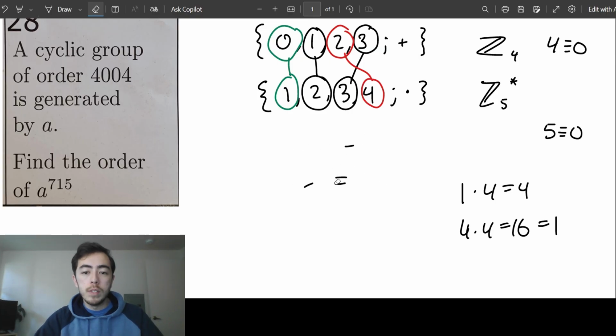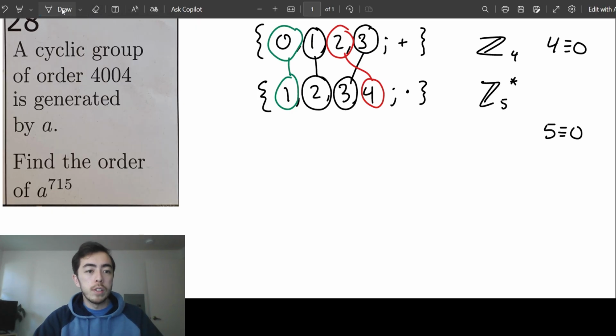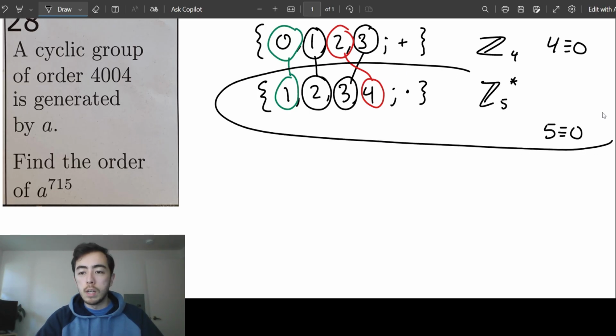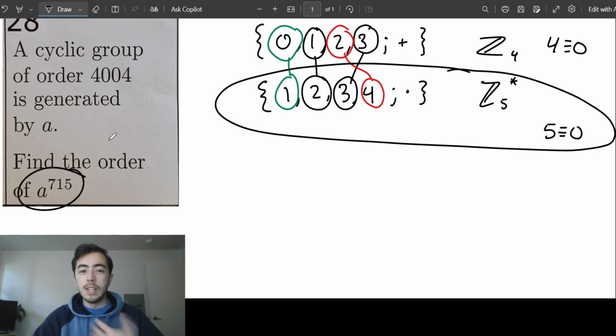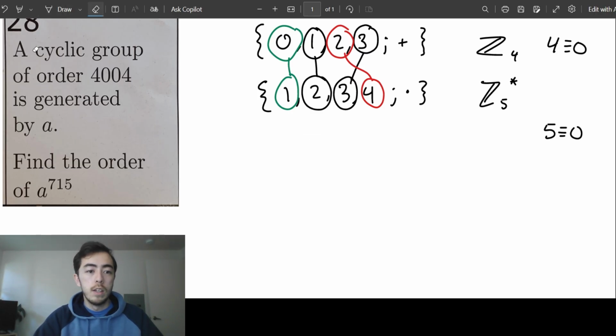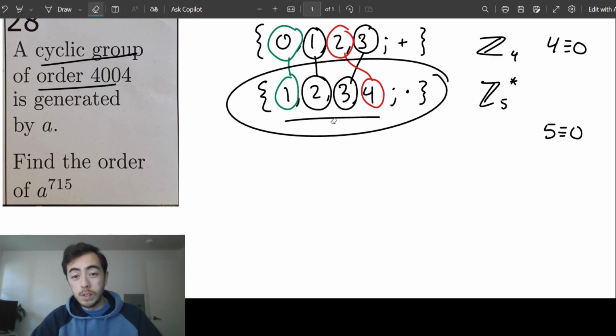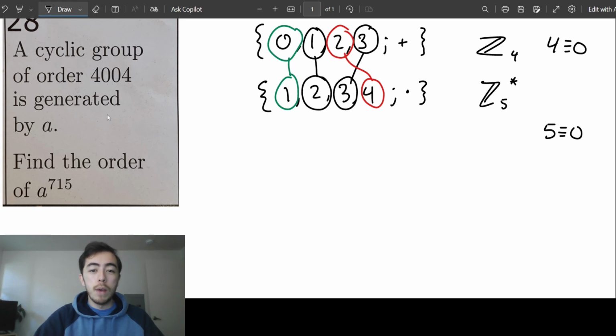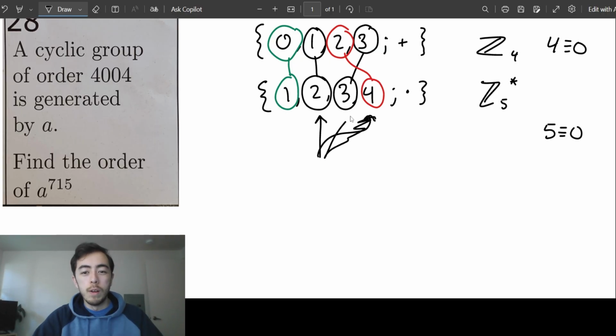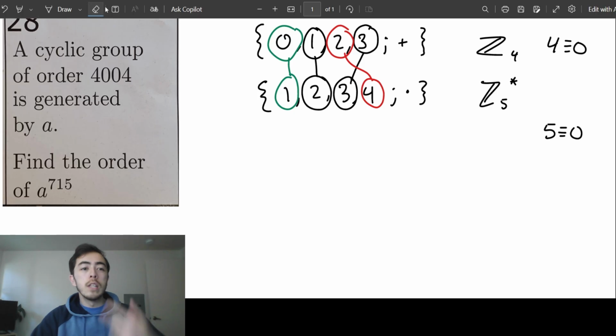And for the problem today, they're using exponents to represent repeated operations, like this exponent of 715. And so I think it'll be a bit more valuable to think about our groups with multiplication, just because that's what the current problem is doing today. So we have a cyclic group of order 4004. So imagine this, but instead of 4 elements, we have 4004 elements, and it's generated by A. So A could be any element, I guess not that 4. Some element where if we repeatedly multiply by A, we're going to get all the elements in our group.